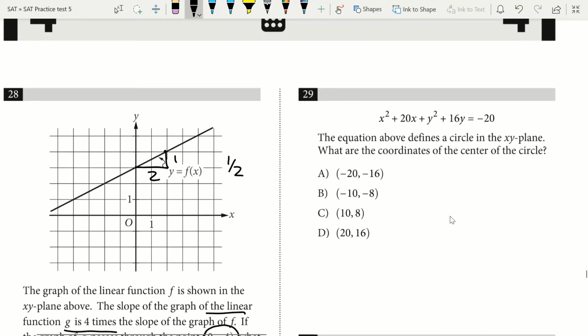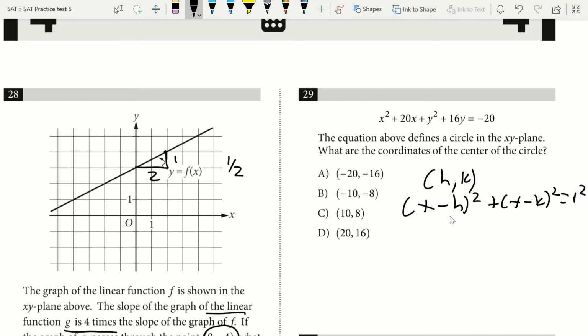All right, question 29. The equation above defines a circle in the xy plane. What are the coordinates of the center of the circle? Well, if our center point is (h, k), we know the equation of a circle is going to be (x minus h) squared plus (y minus k) squared equals r squared. So when I look at my values here, I see I have x squared plus 20x.